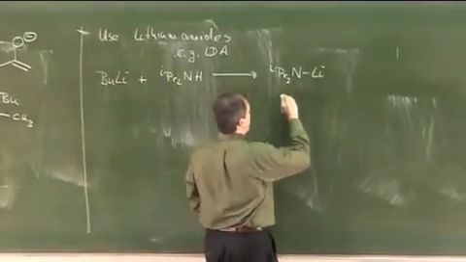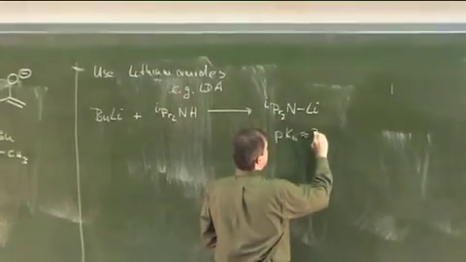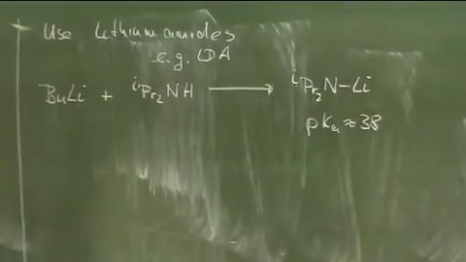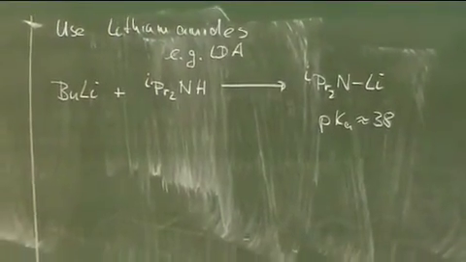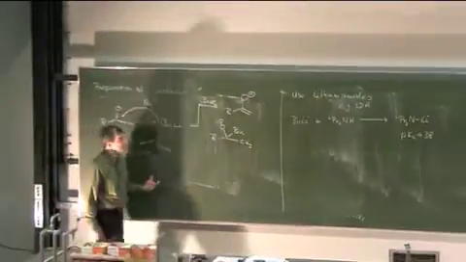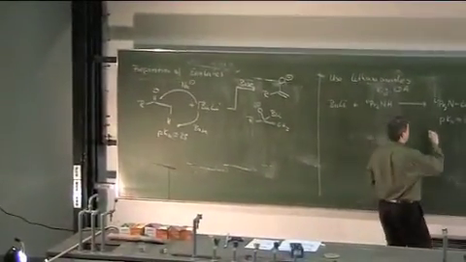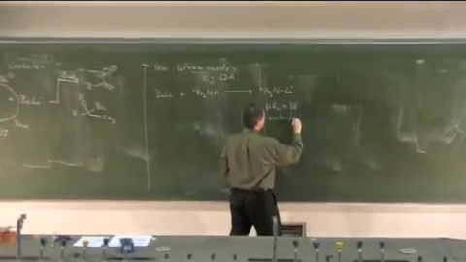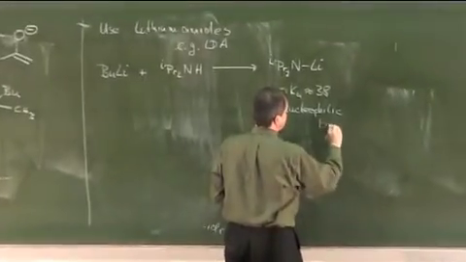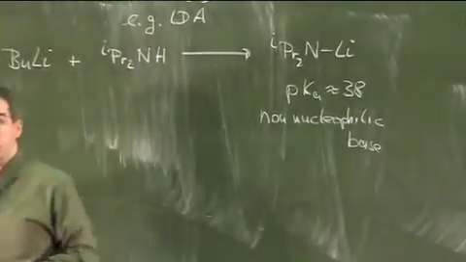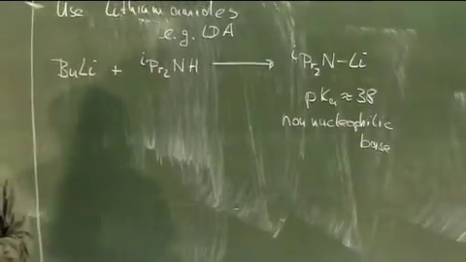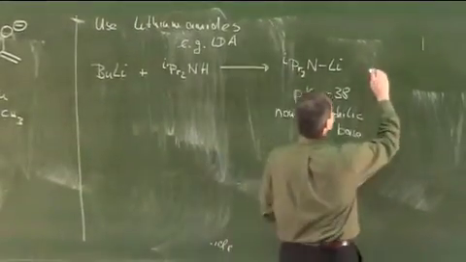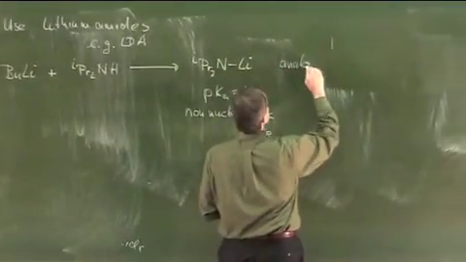And this here has a pKa of about 38, and is therefore still absolutely sufficient to deprotonate just about any alpha hydrogen to a carbonyl compound. However, this is a so-called non-nucleophilic base, because it is sterically so hindered that it will not react as a nucleophile. And there have been a couple of these which are being used.